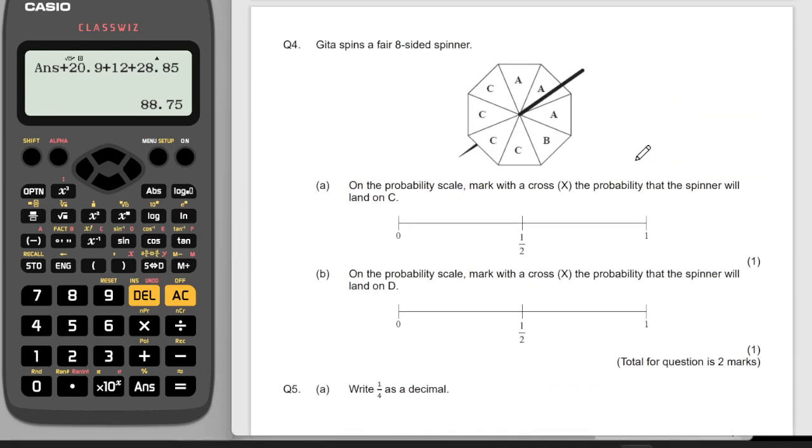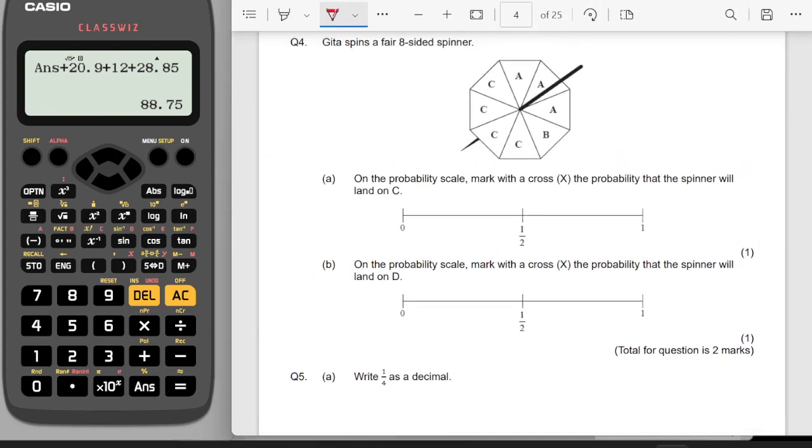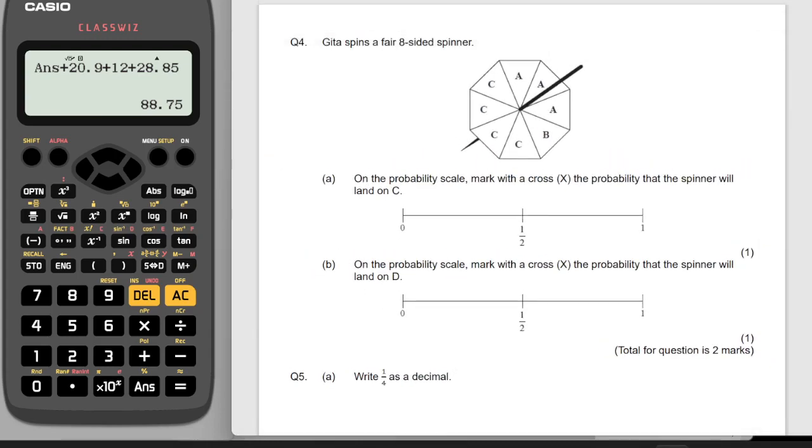Okay, question 4. Geeta spins a fair eight-sided spinner. On the probability scale, mark with a cross the probability that the spinner will land on C. So we've got 1, 2, 3, 4. 4 C's out of a total of 8 sides, so that's going to be slap bang in the middle. So I'm going to put an arrow and a cross. On the probability scale, mark with a cross the probability that the spinner will land on D. So we've got 0 D's, so that's going to be at 0.